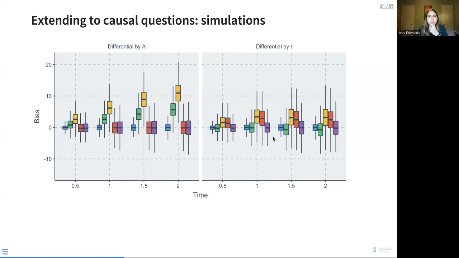And in this last setting where misclassification was differential by time, you see a similar pattern where we see some bias if you don't use the appropriate amount of flexibility, but if we use this purple estimator, which is differential by A and T, we get back an unbiased result.